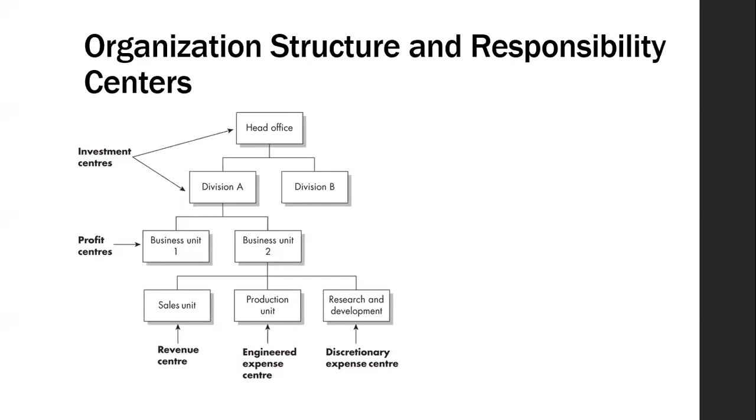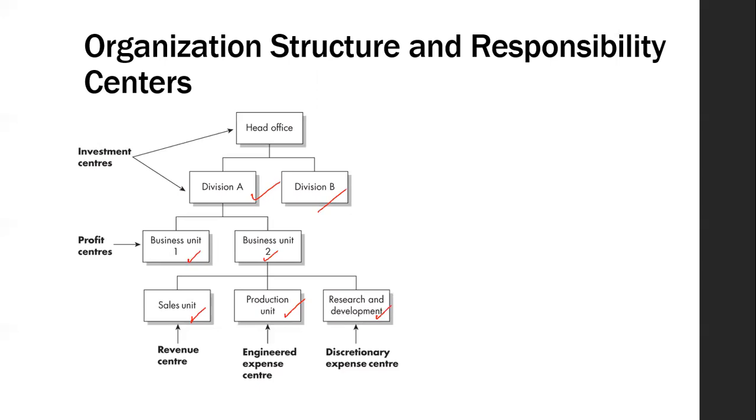Okay? So if you look at this simple organizational structure for a company, you have the head office, and there are two divisions for this organization, Division A and Division B. Division A has two business units, and one business unit has a sales unit, production unit, and an R&D unit. Okay, so each of these boxes can be a structure for us to define that each of those boxes has a responsibility or task to do, right? And therefore, one box in the organization structure is also one responsibility center.